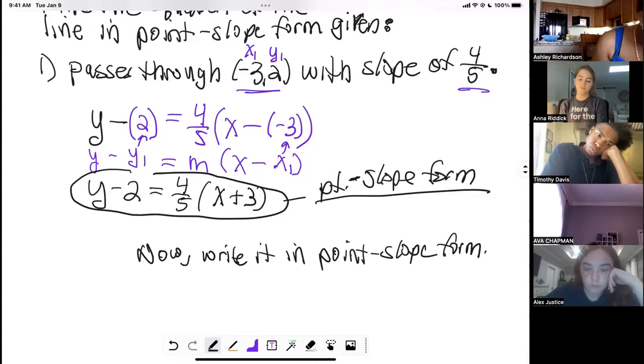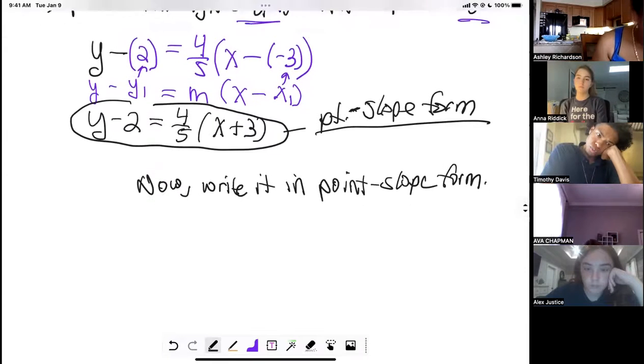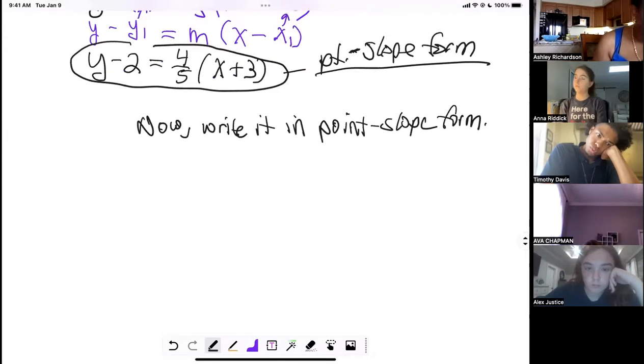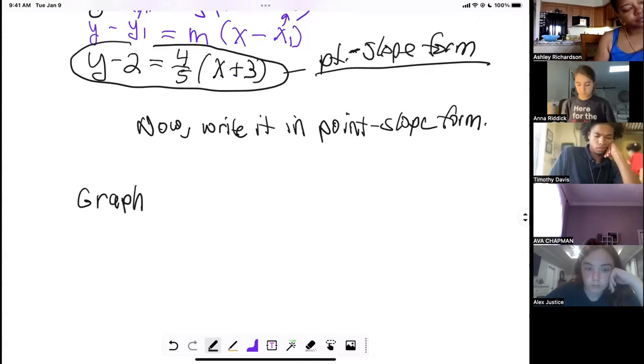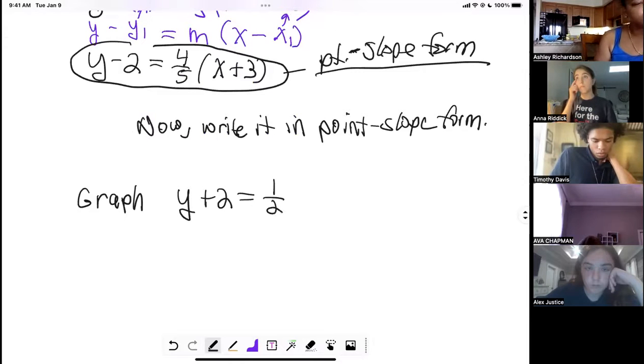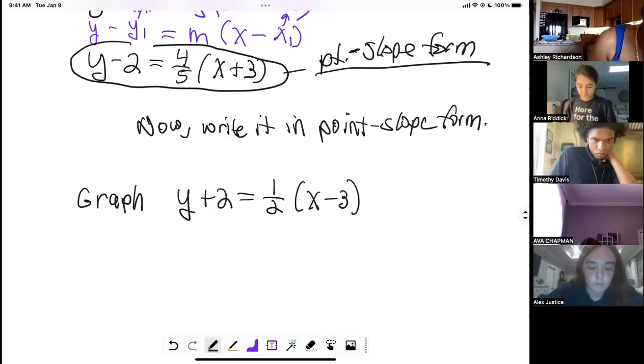But then I realized how nice this is, because if I give you this, y plus 2 equals 1/2 x minus 3, and I ask you to graph it, we would distribute it and put it in y equals mx plus b form, which won't take that long, but watch, I don't have to do any of that.